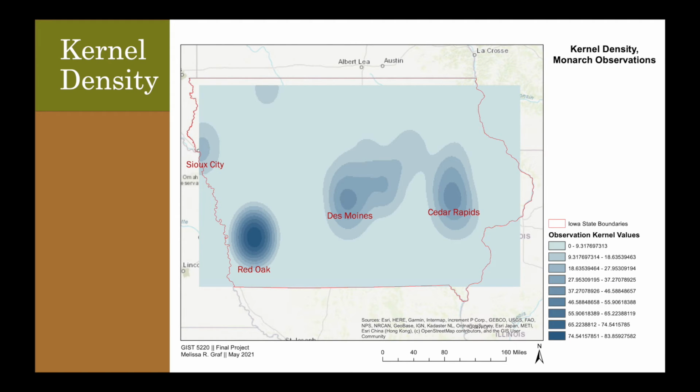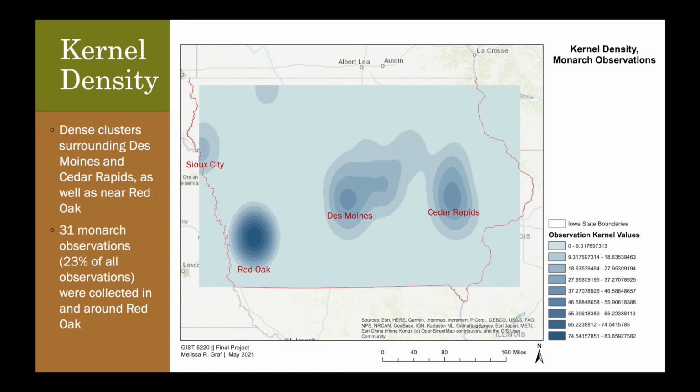As you can see here, this is the kernel density map that was developed. This map is actually quite peculiar at first glance. We can see that the highest values tend to be correlated with the larger cities. We can see a dense cluster in the Des Moines and Cedar Rapids areas.